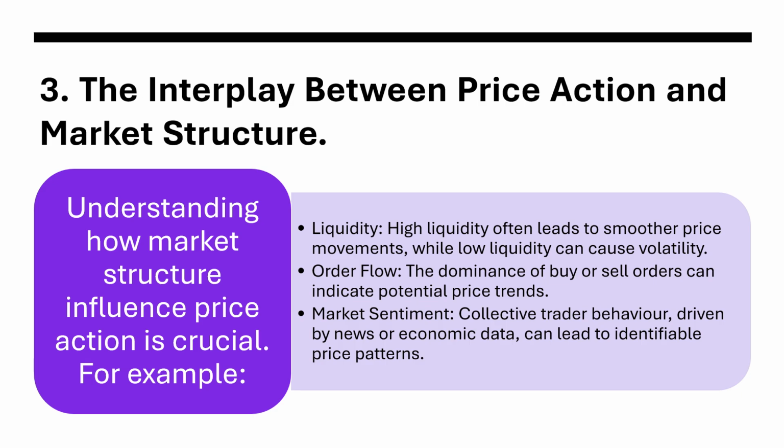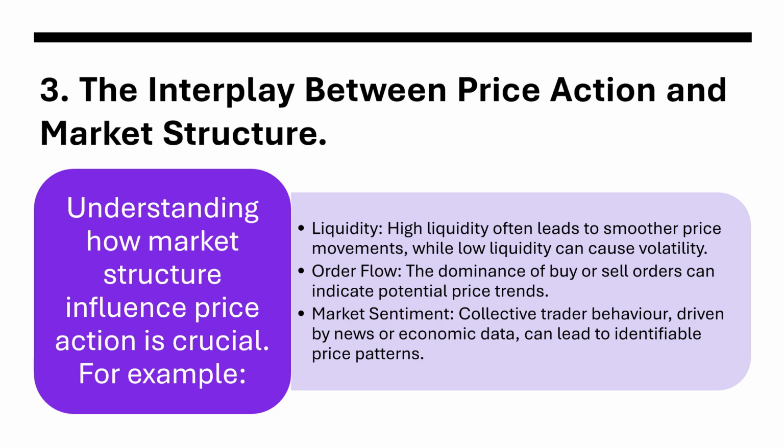In markets with high liquidity, where many participants are buying and selling, price movements tend to be smoother and less volatile. This is because there are enough buyers and sellers to absorb large orders without causing big price swings. However, in low liquidity environments, even small orders can trigger large price fluctuations, creating volatility.